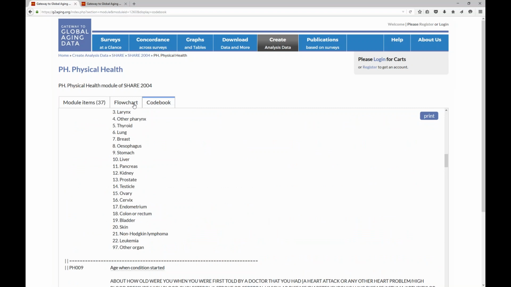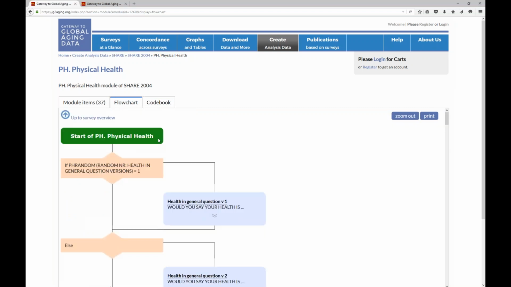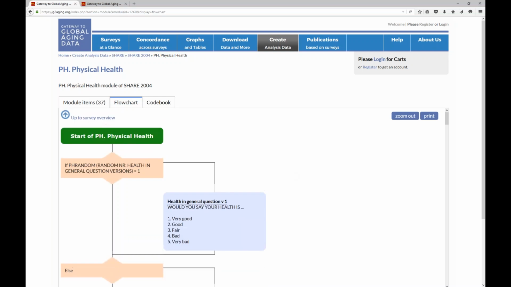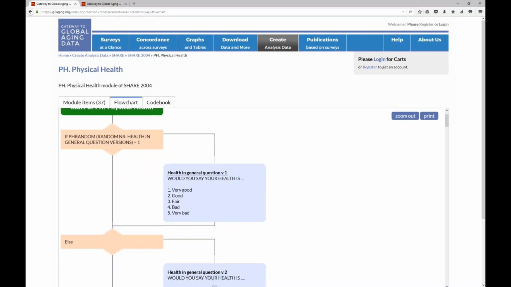So let's look at a flowchart view. And this flowchart view is kind of, we wanted to make a visual way to represent the survey skip pattern in a way that's easier to understand than the codebook view. So for instance, we start our physical health module. And the first thing that happens is there's a random number generator here. And respondents either get a value of 1 or a value of 2.